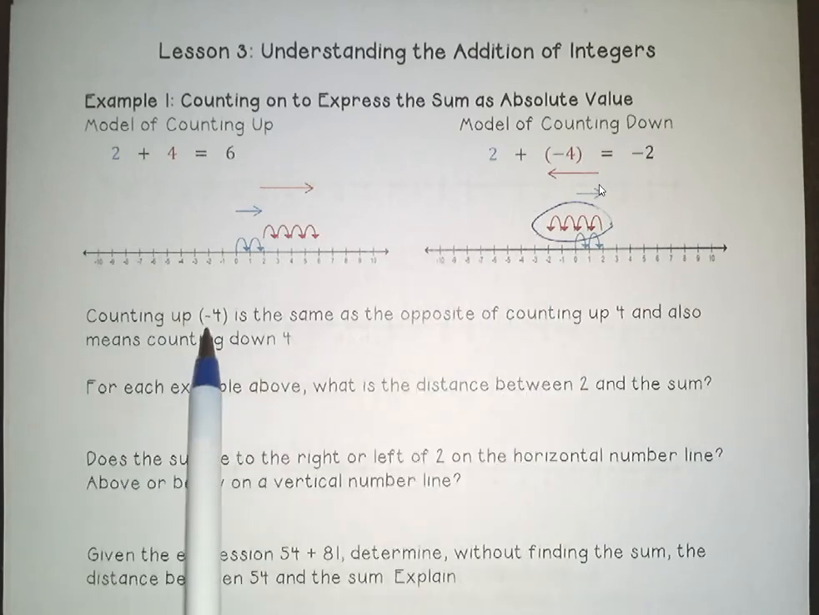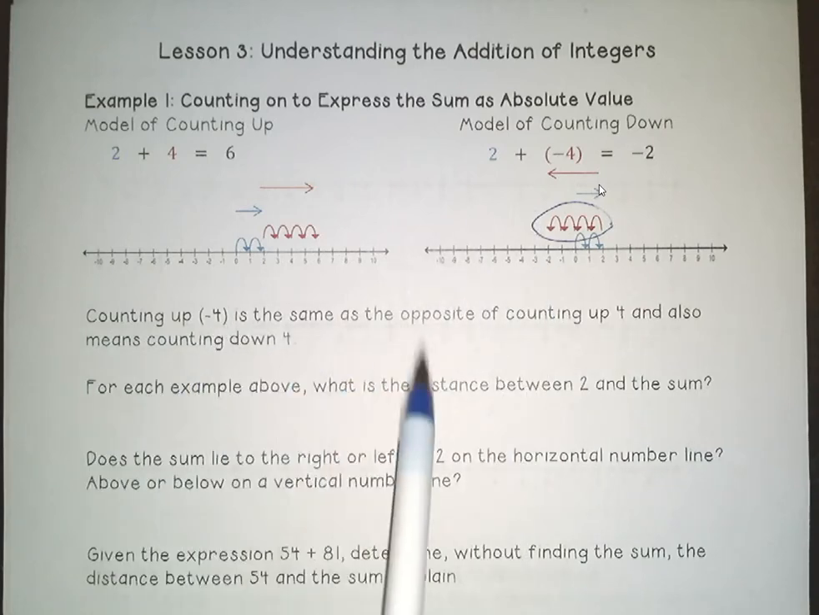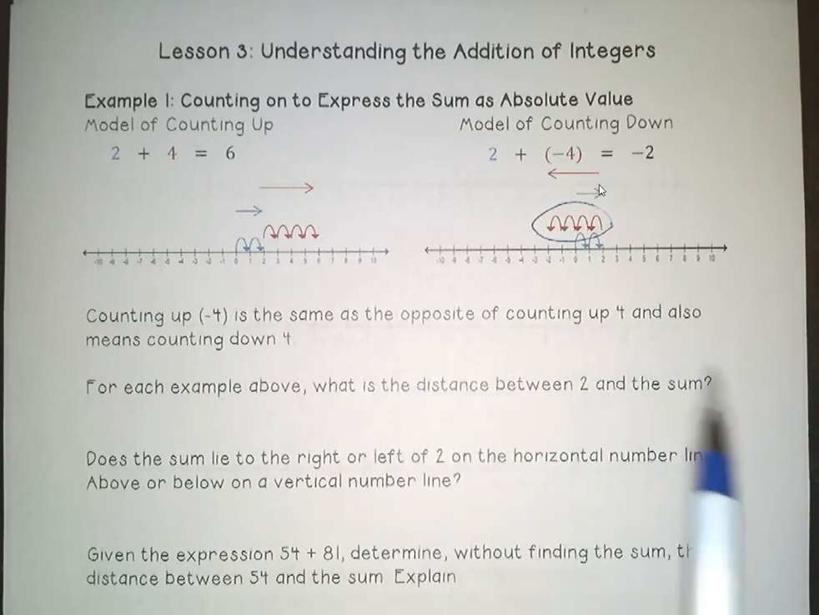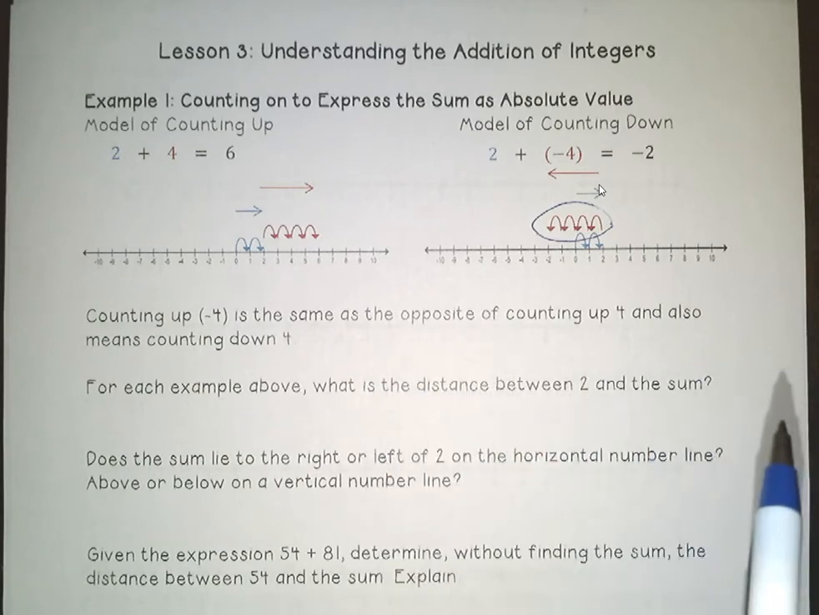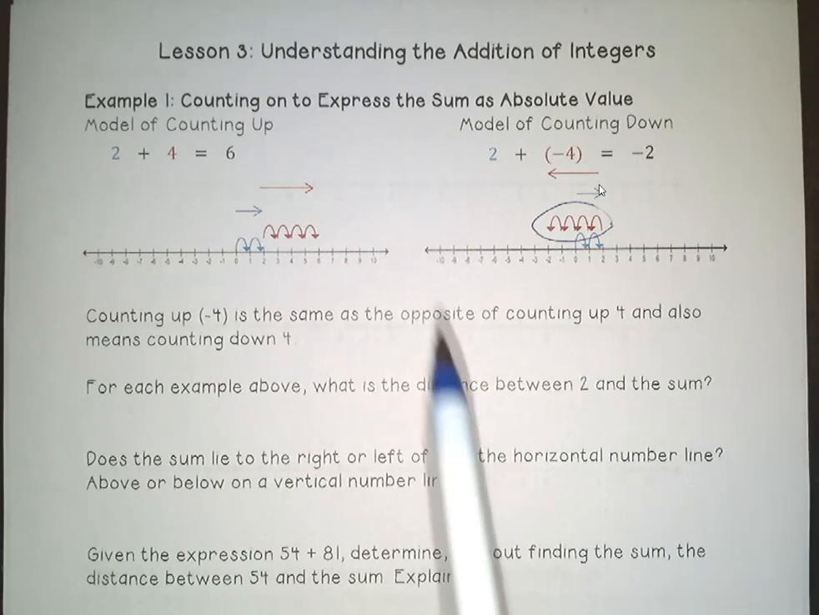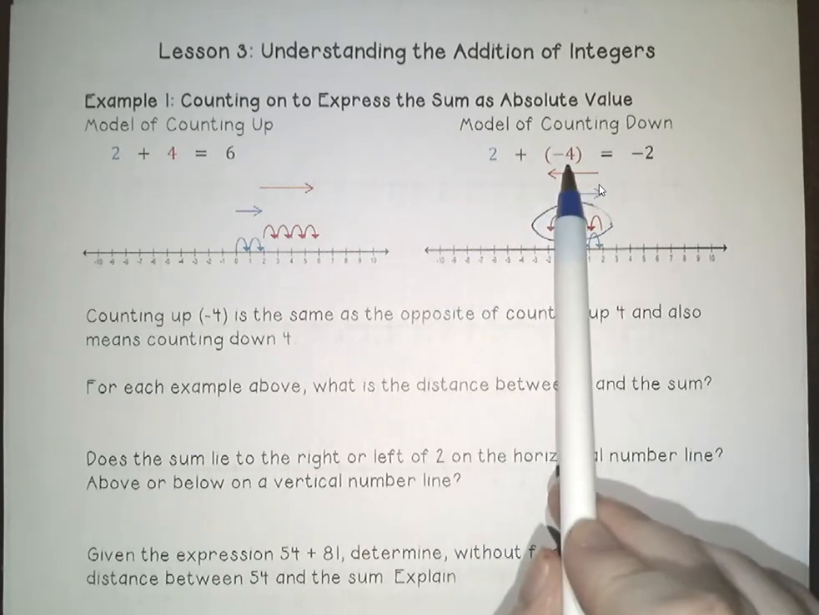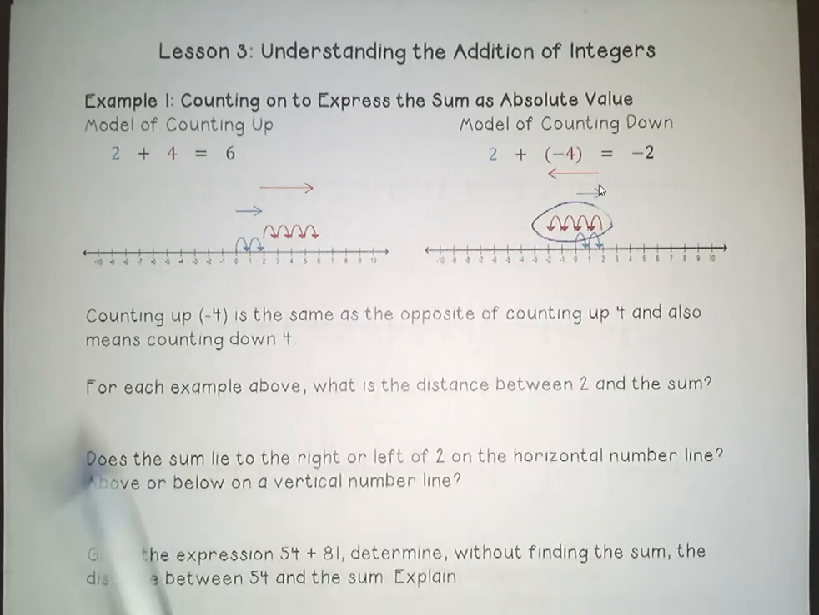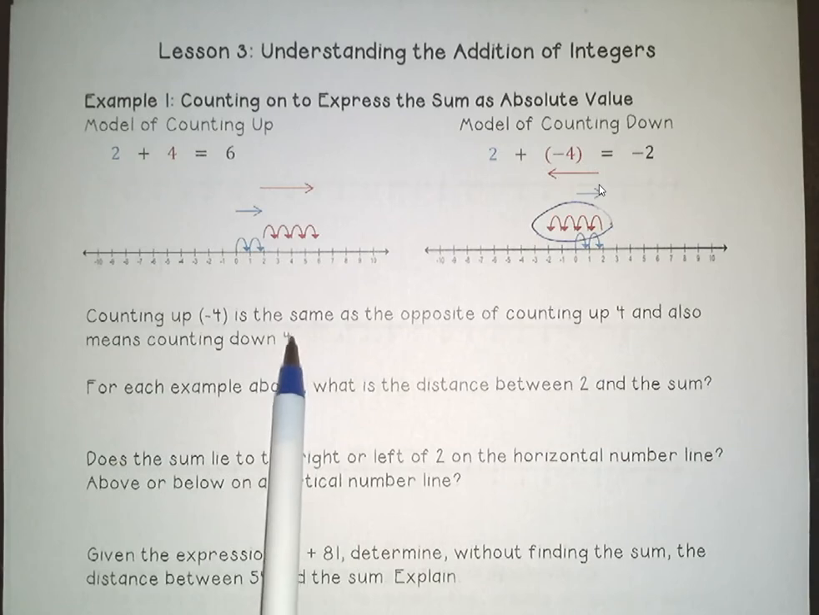So counting up negative 4 is the same as the opposite of counting up 4, and also means counting down 4. So when I'm counting up negative 4, I'm going left anyways. So it's like counting down. That's basically what this sentence means.